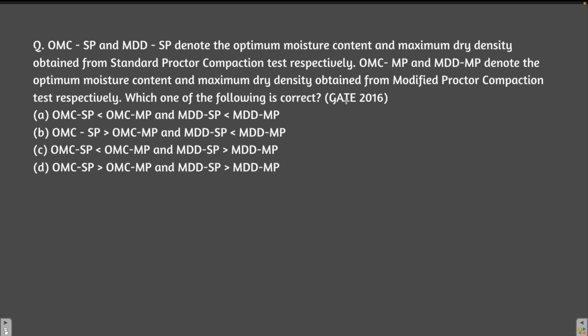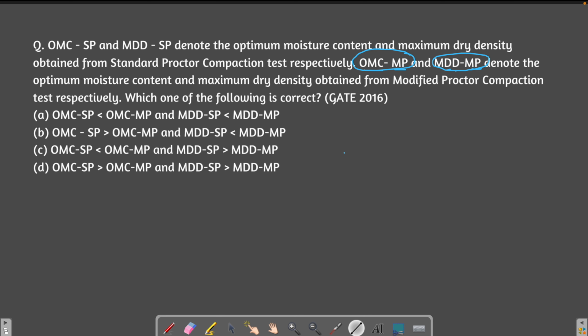Now the second statement is OMC MP and MDD MP denote the optimum moisture content and the maximum dry density obtained from the modified Proctor compaction test respectively. So OMC MP is what? Optimum moisture content for the modified Proctor test. MDD MP is what? It is maximum dry density for the modified Proctor test. Which of the following is correct? Again the same question, in a different format.